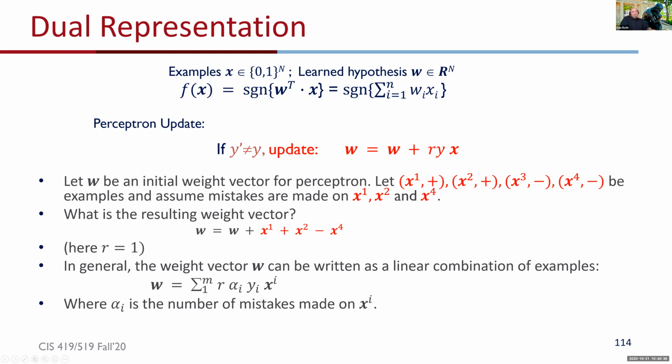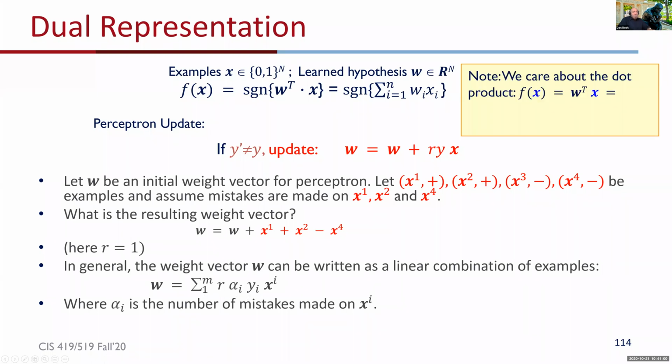This could be 0, which means I don't care about this example because I've never made a mistake on it. It's not going to contribute anything to W. But it could be 7, because maybe I went over the data multiple times, and on one of the examples, I made 7 mistakes. So this is where the alpha is. The y is the label, r is the learning rate.